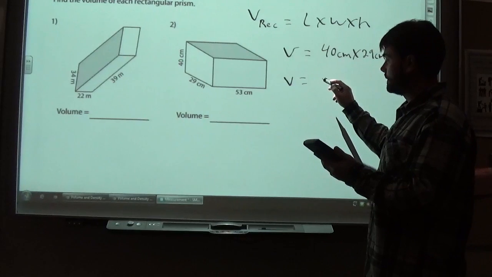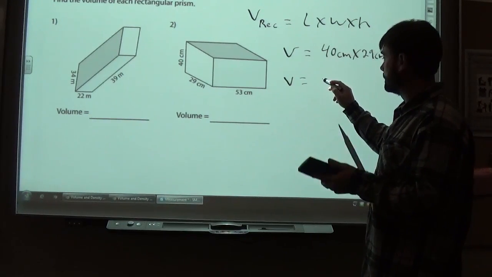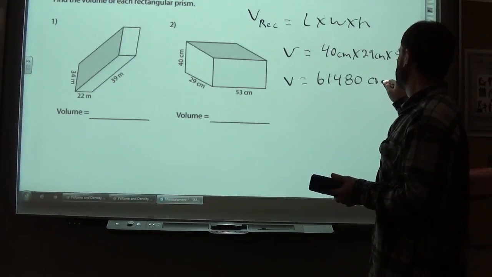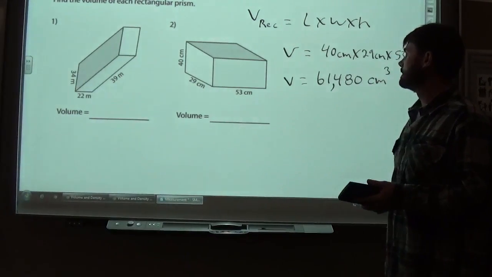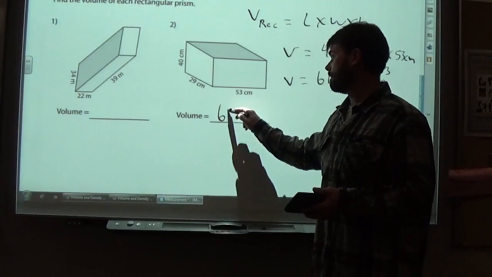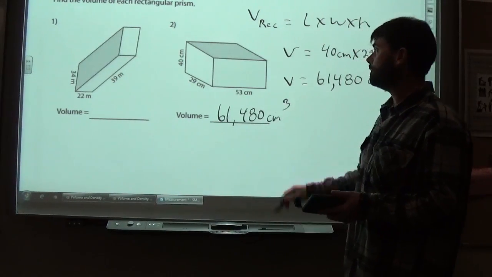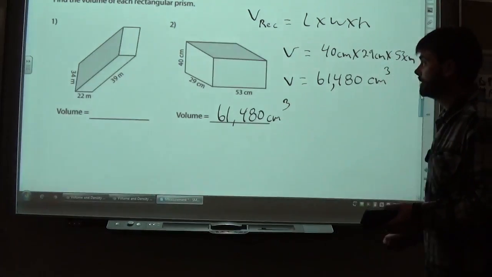So the volume here gives me 61,480. And our units are cubic centimeters. So 61,480 cubic centimeters, just like that.